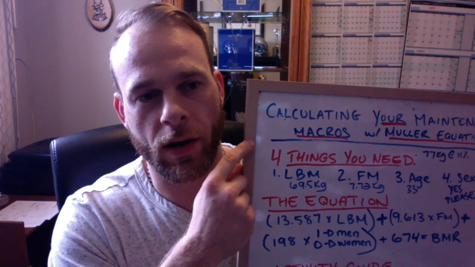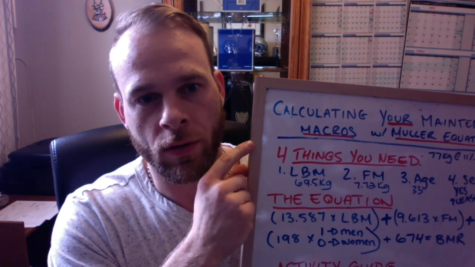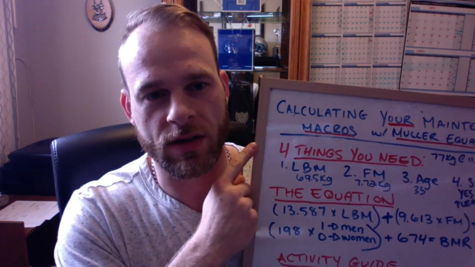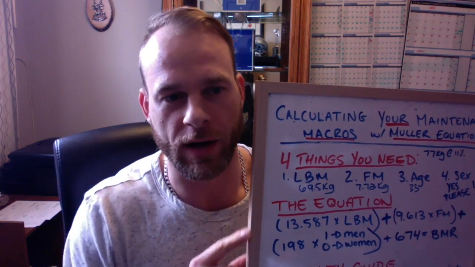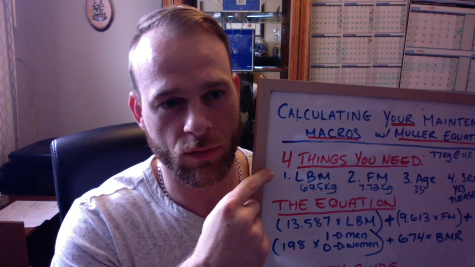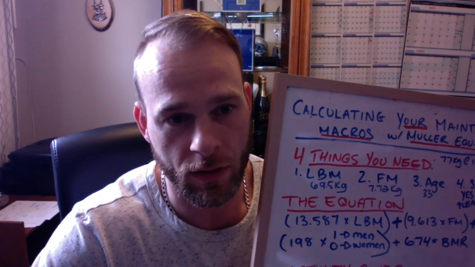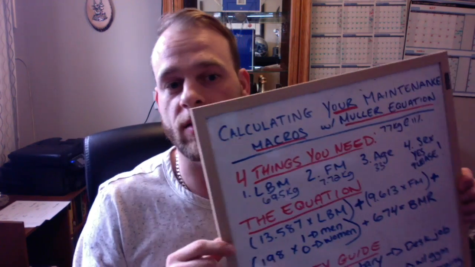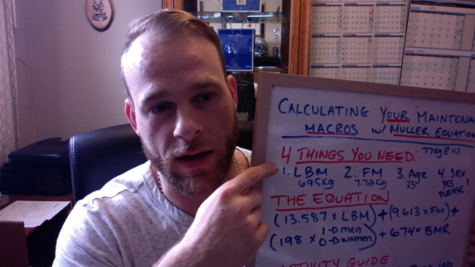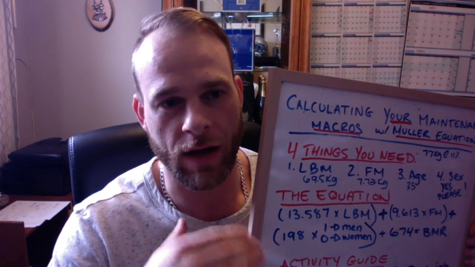At the time, maybe a couple months ago, I was at 77 kilos and 11% body fat. Based on that, I calculated my lean body mass, which was 69.5 kilos. My fat mass is basically everything left over. In case you're wondering how to calculate that, it's 11% of your total weight. Once you calculate your fat mass, you subtract that from your total weight, and the remainder is your lean body mass, because lean body mass is muscle, but it's also bone and water and basically everything else.